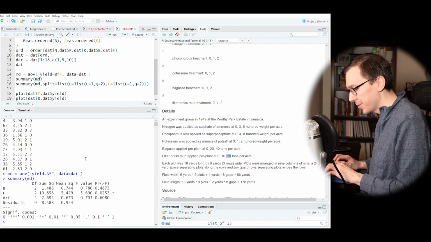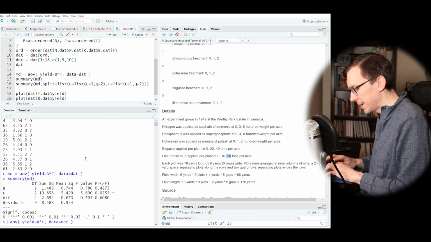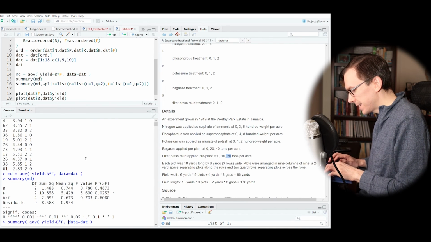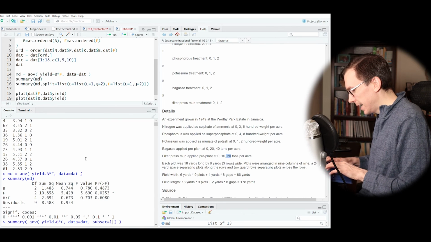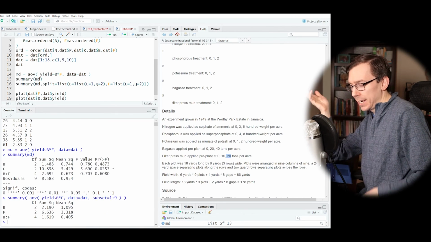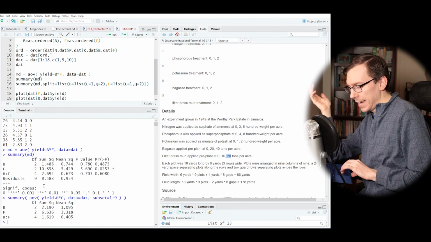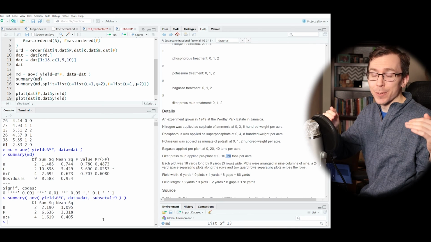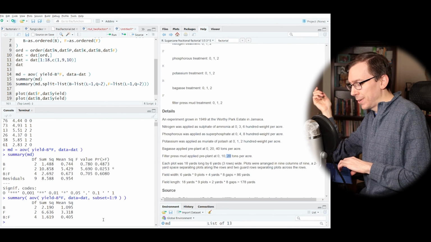Actually, I can do that just, before we go forward, I'll show you what happens if we do that. If we type in summary, and then I can actually subset my data and say subset 1 to 9. If I only take the first 9 observations, then what I see is I get sums of squares and mean squares for b, f, and the interaction term. But again, no f value and no p value because there's no denominator. There's no residual sum of squares in this case, so I can't get f statistics or p values.